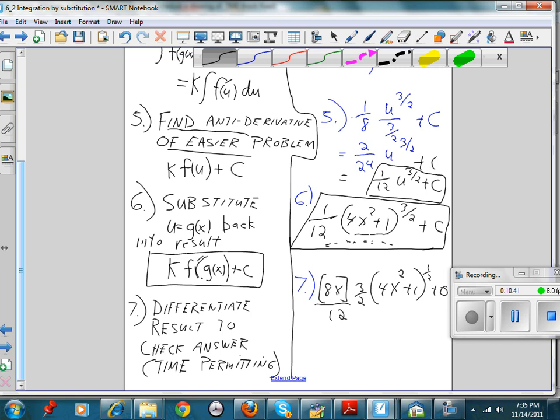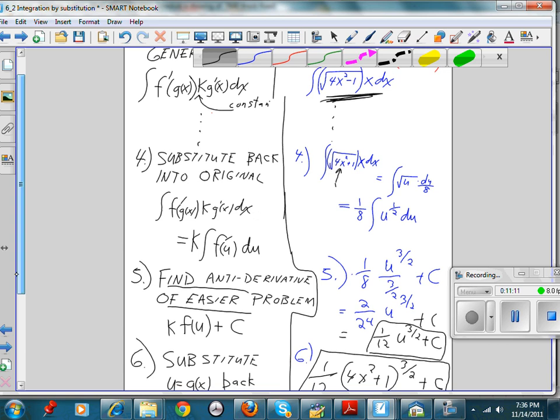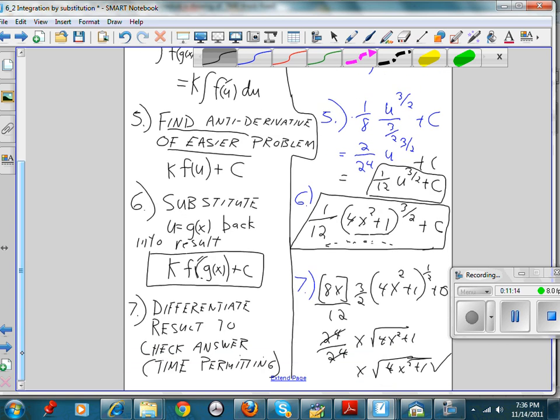Okay, let's clean this up a little bit. This looks like 24 over 24 x. I'll rewrite the square root of 4x squared plus 1. That goes to 1, so it's x times the square root of 4x squared plus 1. And check, x times the square root of 4x squared plus 1. That is our original problem. Okay, so we have found the correct antiderivative.